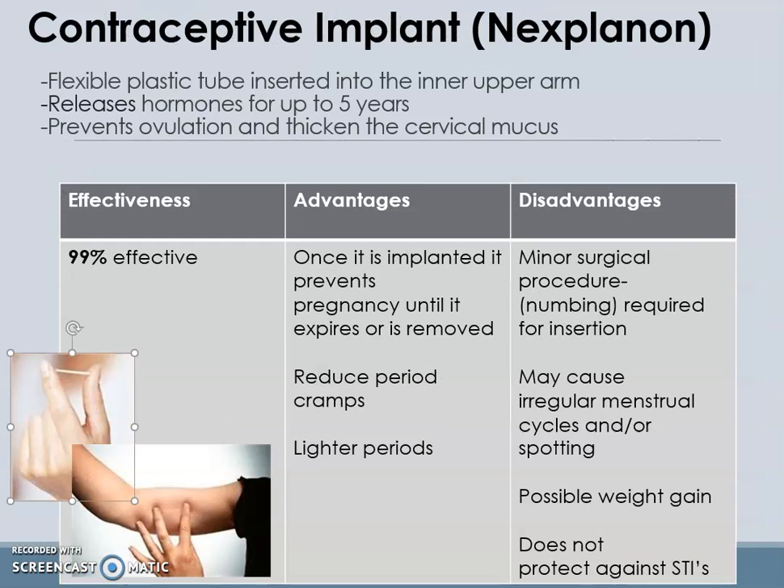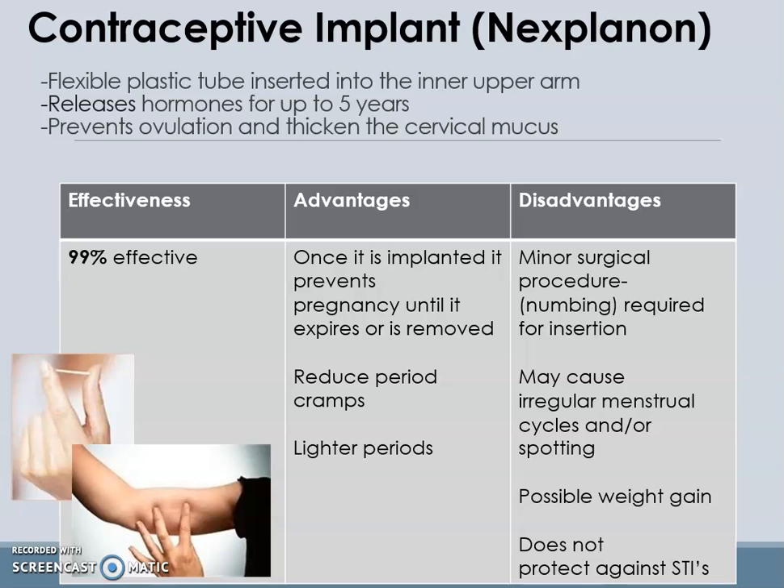This is a flexible plastic tube inserted into the upper arm. It releases hormones, and it can actually be in there for 5 years. The effectiveness is 99% effective. Yes, you can feel the implant once it's in the arm, but it goes in the inner side of the arm, and it's a little surgical process to get it in there. They would numb it, cut a little hole in your arm, stick that tube in there.